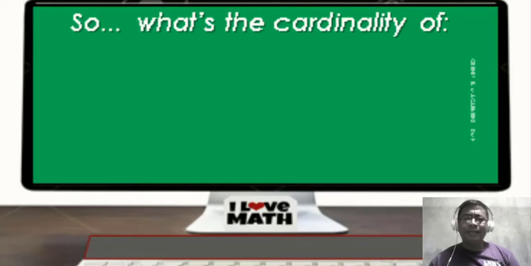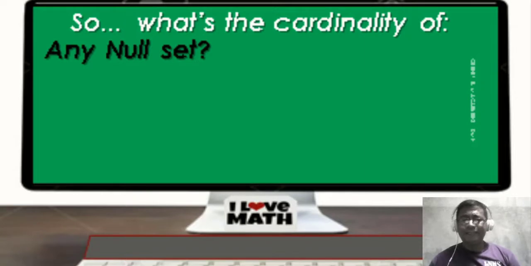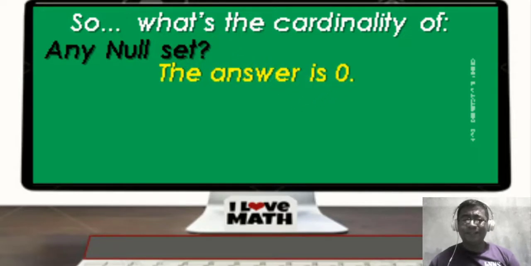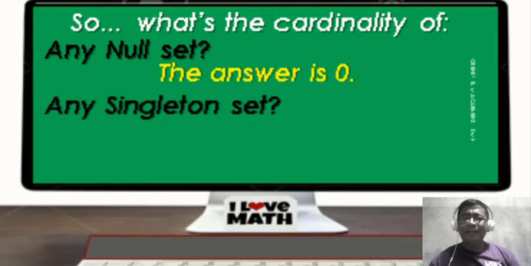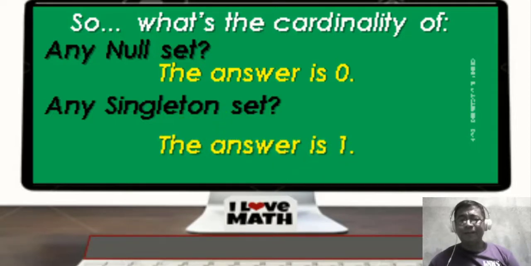What's the cardinality of any null set? When we talk about null set, there is no element. The cardinality, of course, is 0. Okay? So the answer is 0. How about the cardinality of any singleton set? Again, when we talk about singleton set, it is simply a set with one element. So therefore, the cardinality of a singleton set is 1. Okay, so take note of that.